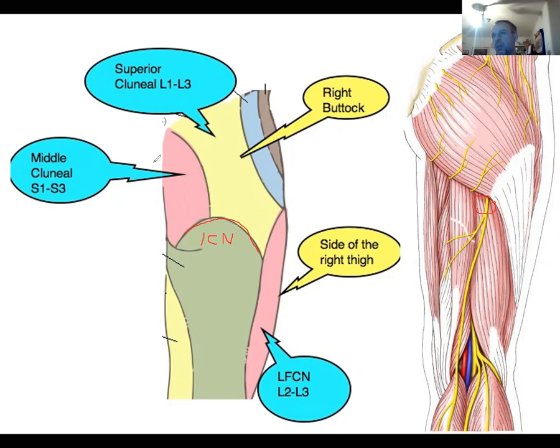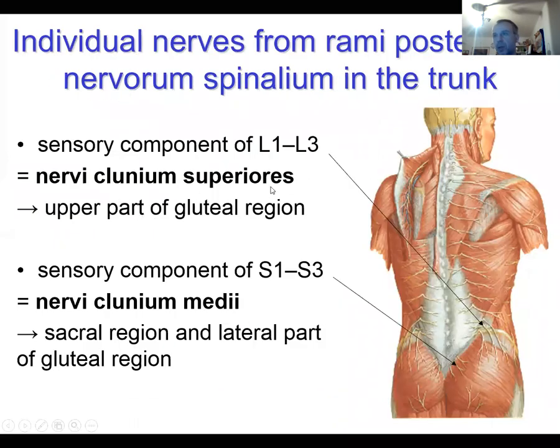But the middle and superior cluneal nerves, they are branches from the posterior branches of the spinal nerves. So the superior cluneal and middle cluneal nerves, they are the sensory component of L1 to L3 or S1, S3 respectively, and they supply the area of the gluteal region of the buttocks. The superior cluneal nerves can be compressed here where they pass across iliac crest. So that's clinically important.